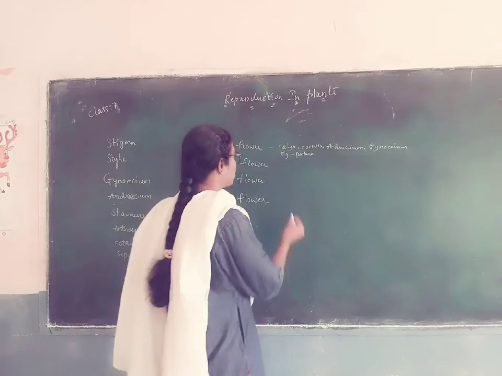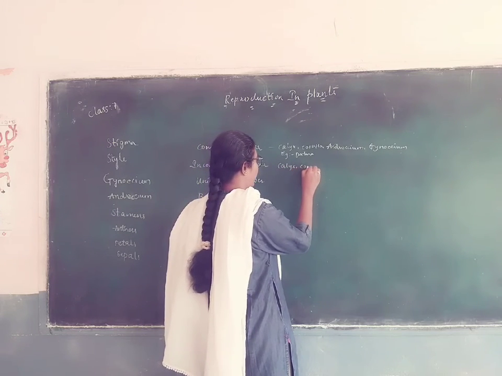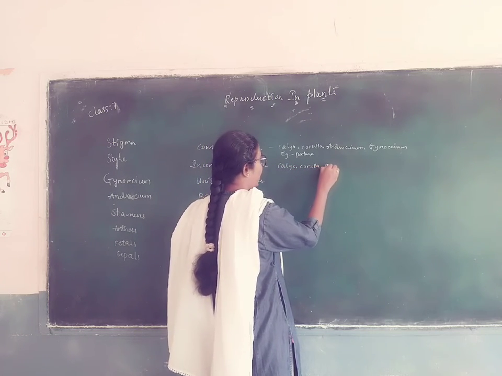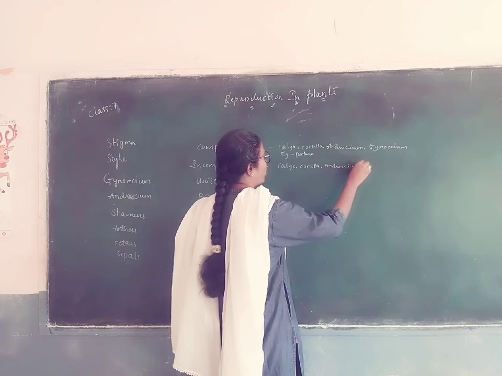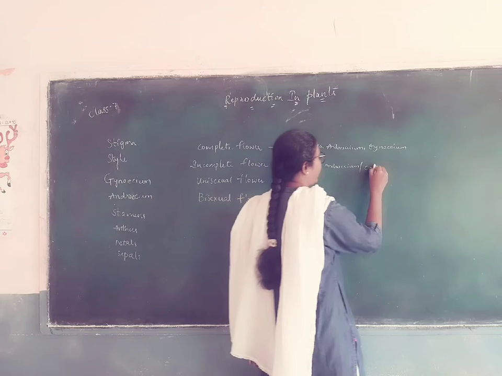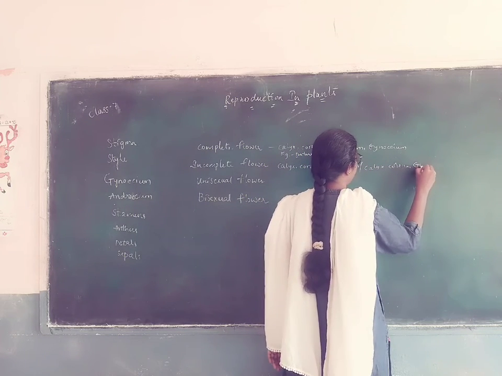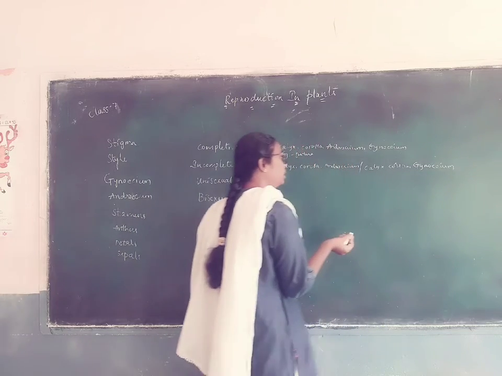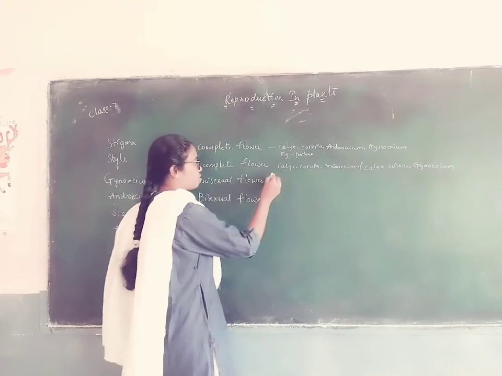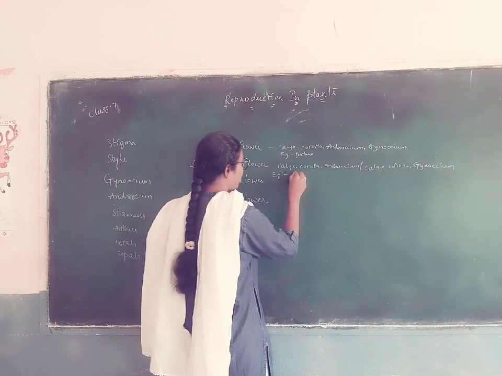First, suppose the flower contains calyx, corolla and androecium, or the flower may contain calyx, corolla, gynoecium. So any of the reproductive parts. Such flowers are called incomplete flowers.